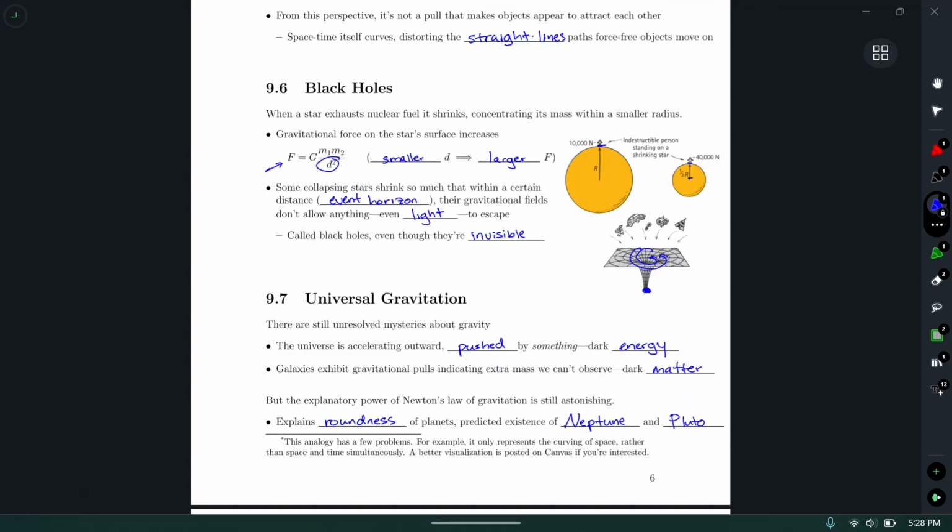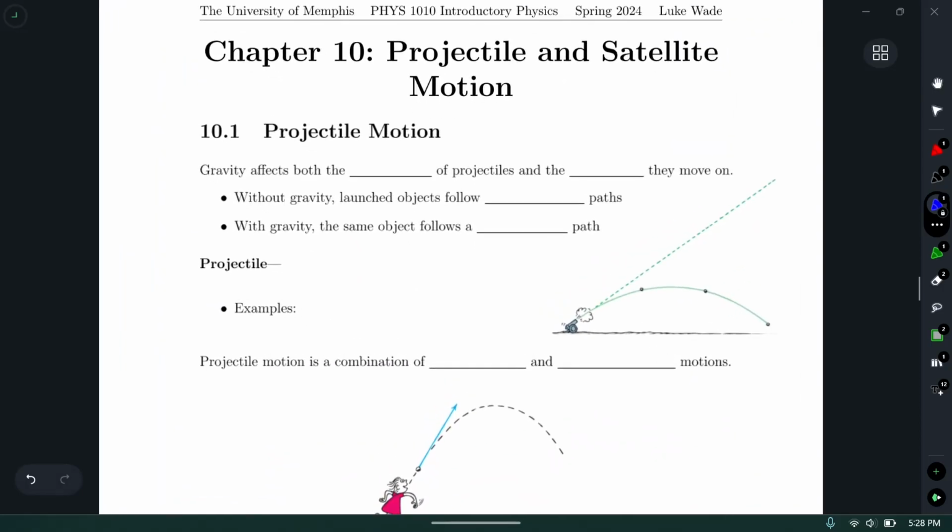That's a deep dive into gravity. We're going to look at another aspect of it here in the next chapter, and that is projectile and satellite motion. We come back to Earth for this one for a little bit, and we think about why projectiles move the way that they move, meaning you throw a ball, you fire a weapon, you drop something off a cliff, a car drives into a ditch. Anything that is under the influence of gravity alone, we call a projectile. A launched object under the influence of gravity alone.